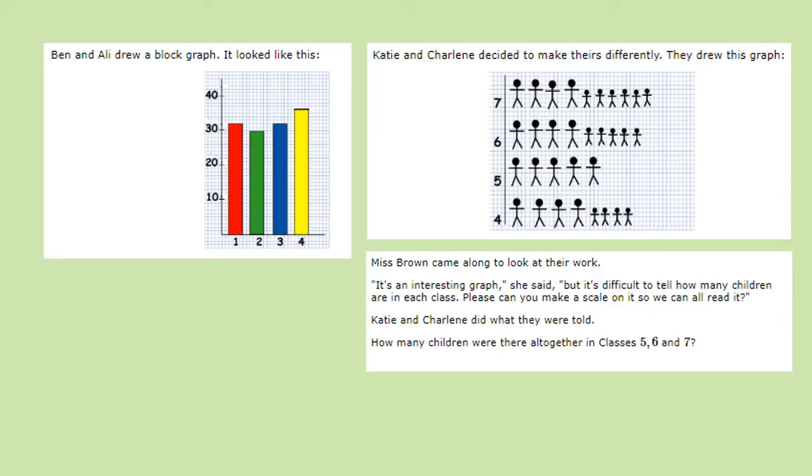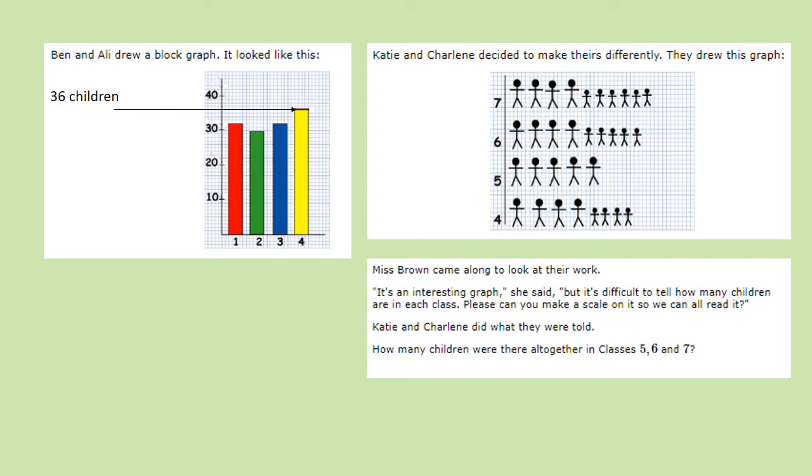Now Miss Brown came along to look at their work. It's an interesting graph, she said, but it's difficult to tell how many children are in each class. Please can you make a scale on it so we can all read it? Katie and Charlene did what they were told. How many children were there altogether in classes 5, 6 and 7?